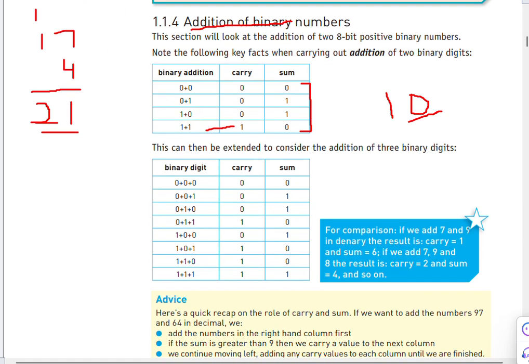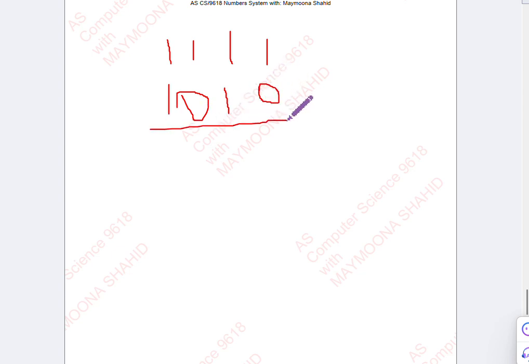When it's about another rule, if you are adding three ones, the answer will be 11. Same thing: the one will be the sum and the next one will be the carry. So now we are going to practice one question. Let's suppose we have 1111. We have 4 bits. And the other is 1010.